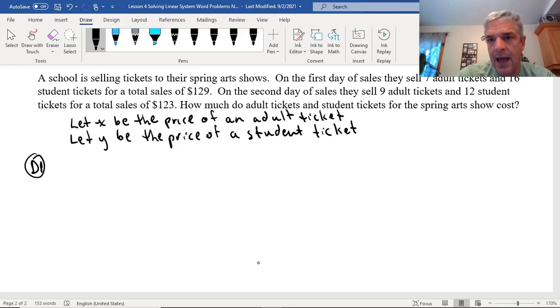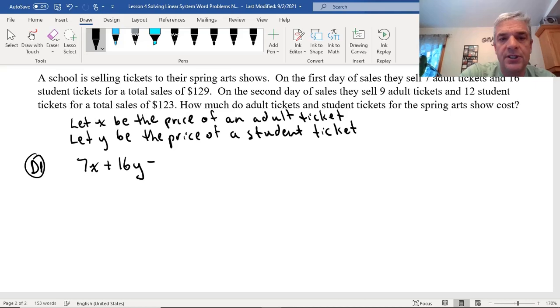And if I sell 7 adult tickets and each adult ticket is worth X, that means 7 times the price will give me how much it is. So for example, if an adult ticket is $3, 7 times 3 would be $21 collected. If the adult ticket is $5, 7 times 5 would be $35. So I say that's 7X. And then we also sold 16 student tickets. 16 times the value of a student ticket, Y, so that's 16Y. And how much did we collect in total? Well, we collected $129, okay?